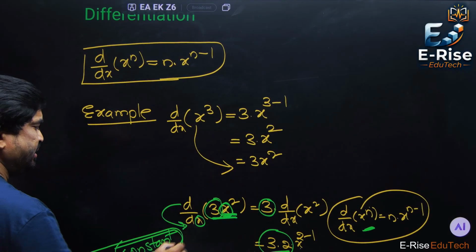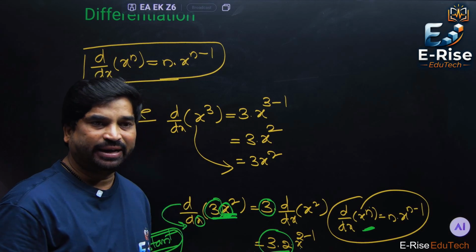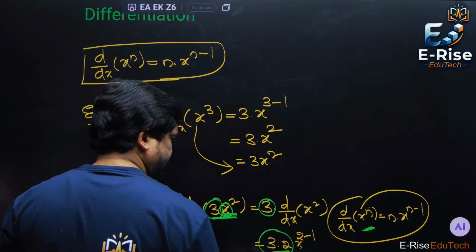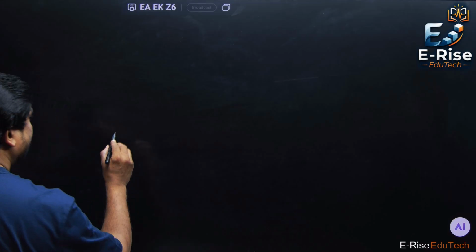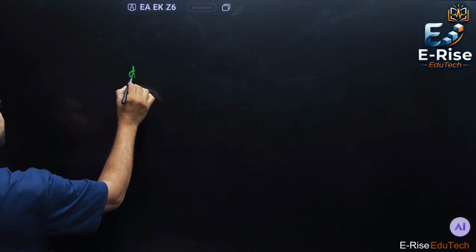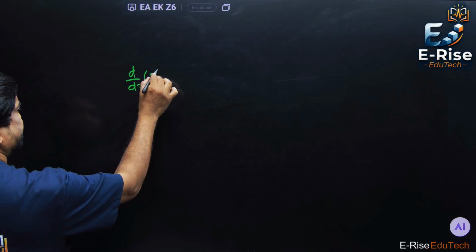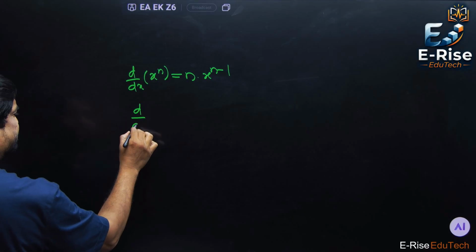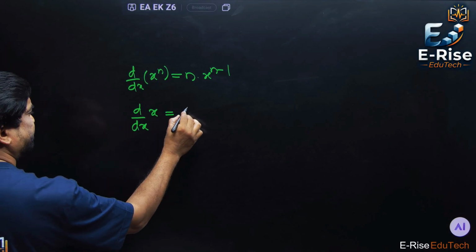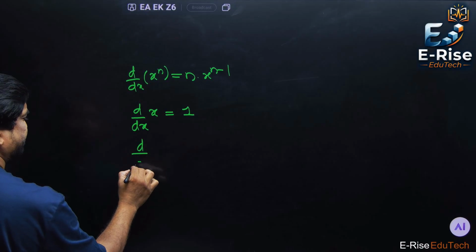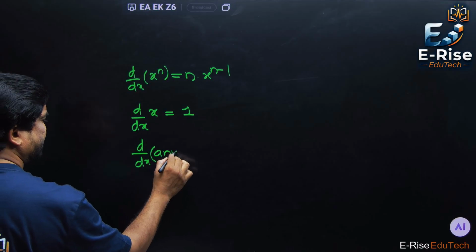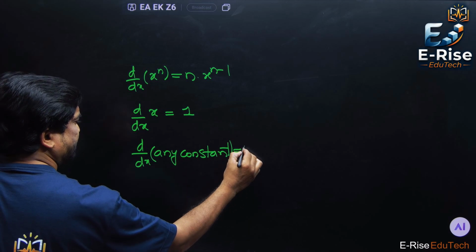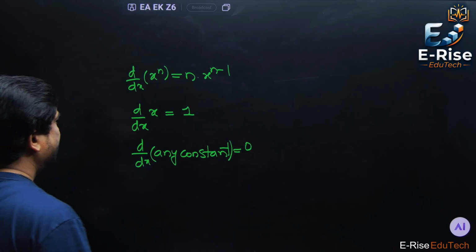Here generally, directly apply the nth term. This is like a x power n, and write here d by dx of x power n is n into x power n minus 1, and d by dx of x is 1 only. d by dx of any constant equal to 0. Okay, 3 points you got.